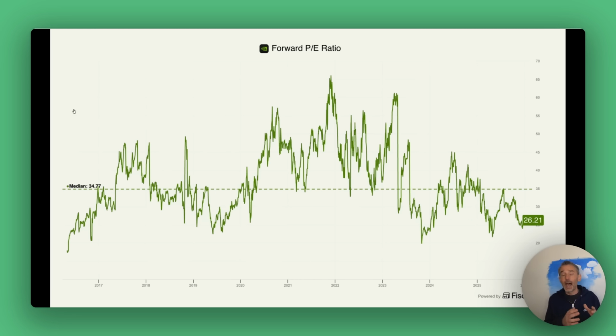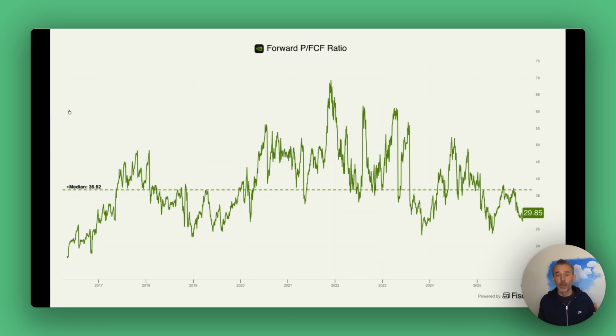First, let's look at a forward price-to-earnings basis. Nvidia is only trading at 26 times forward earnings, and that is with expected revenue growth in the 60 to 70% ballpark for this year. As you can see, 26 is pretty reasonable, and even if you compare it to the company's 10-year history, it's trading well below that average of 35 times forward earnings. We could also look at free cash flow, trading for about 30 times forward free cash flow, and that's about 20% below the 36 times forward free cash flow that the company has traded for in the past.